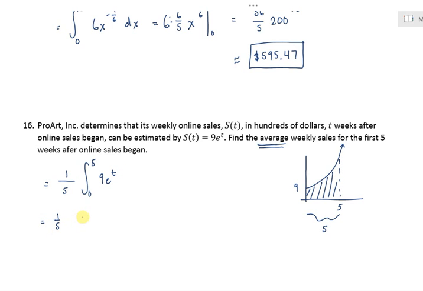So this is 1/5 times, so the integral of 9e to the t is just going to be 9e to the t, no problem. Yay. From 0 to 5. So that's 1/5 times 9e to the 5th minus, taking the 0, 9e to the 0. E to the 0 is 1, so 9e to the 5th minus 9.